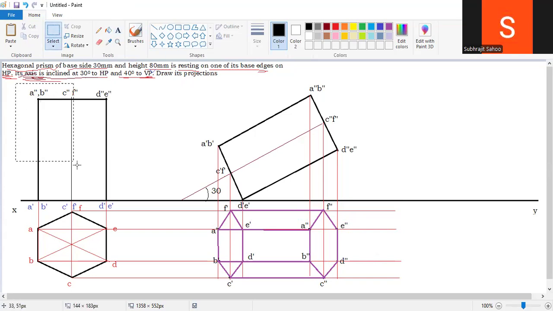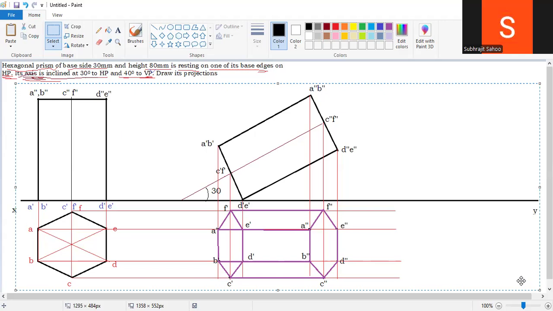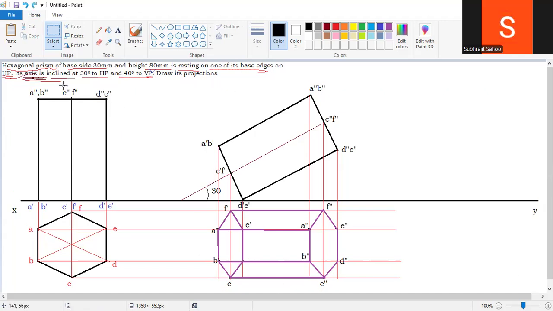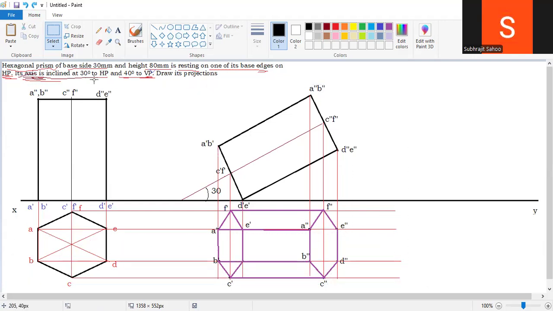So let me shift this diagram a little bit to the top. One second, select it. No, correct, it was correct. Okay, let me first read the question. Sir, what is the next? 40 degrees to VP. Sir, now the first one, second two, third three, fourth four done. Now the fifth diagram I will draw here first, then the sixth diagram, the final diagram.